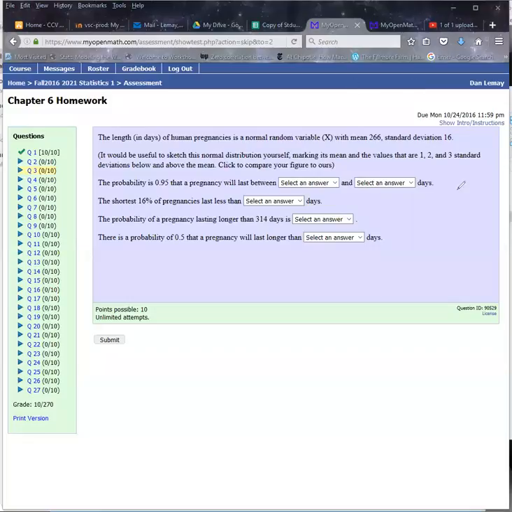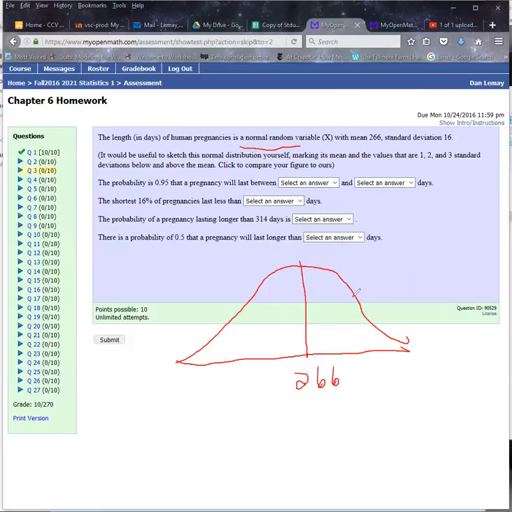So for this question, we're dealing with a normal distribution. They tell me I've got a normal random variable with a mean of 266 and a standard deviation of 16. And then they're telling you they would be useful. I'm telling you folks, you want to do this. Even if you aren't going to use the empirical rule, you want to make a little sketch. It'll help you out so much.